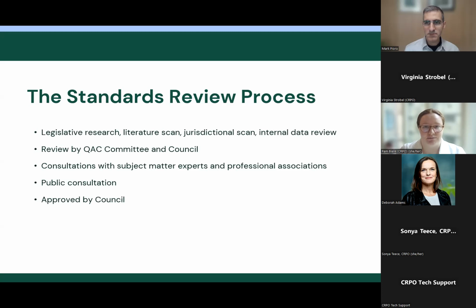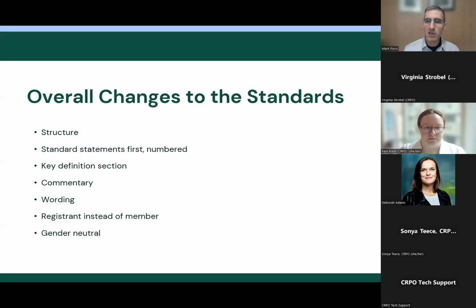At this point, we'll begin discussing the changes to the standards, starting with changes to the document as a whole. We've reordered each standard, putting the standard itself at the beginning so it's easier to find and see what is expected right away. We have numbered substandards for easier reference and to separate different ideas rather than having long paragraphs. There is a new section containing key definitions for several standards, and the background section has been renamed commentary.